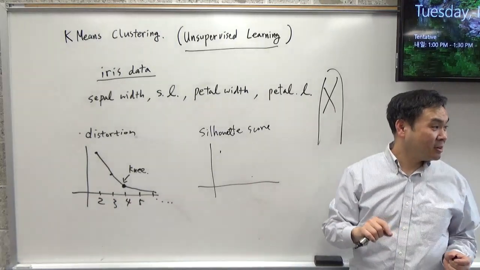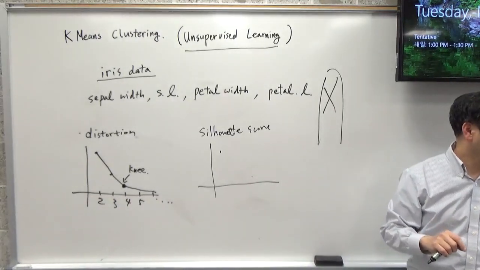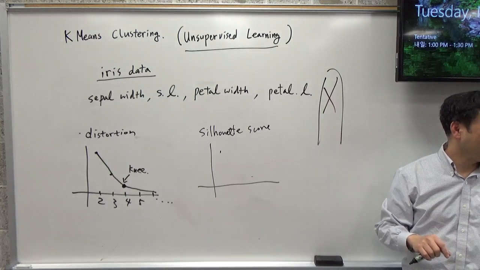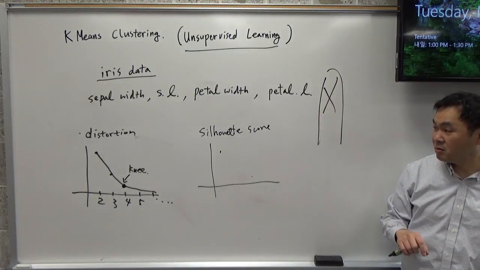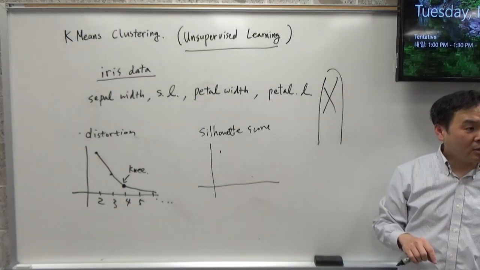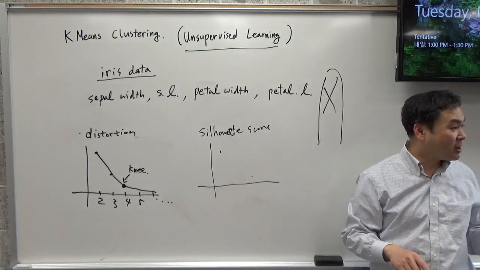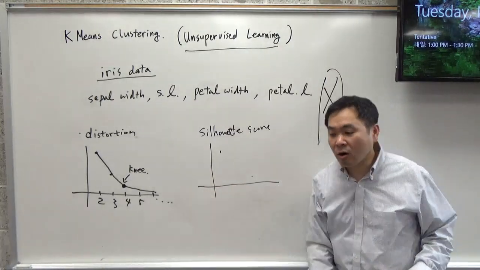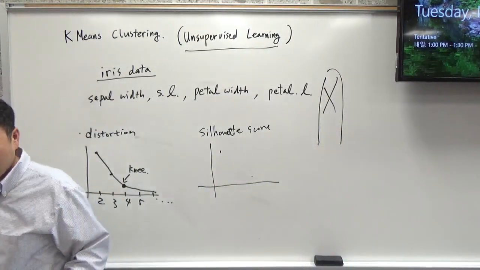Yes? When you use a distortion and you find the knee for your K value, does it tell you which specific points are in that K value, or does it only tell you how many groups there are? It only tells you how many groups there are. The K value, so this is a way to find the K value. Okay. Oh, there's another thing that I forgot to mention.